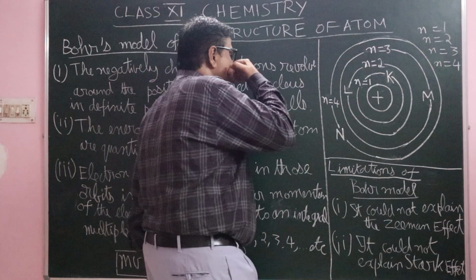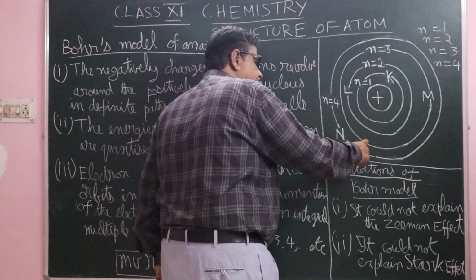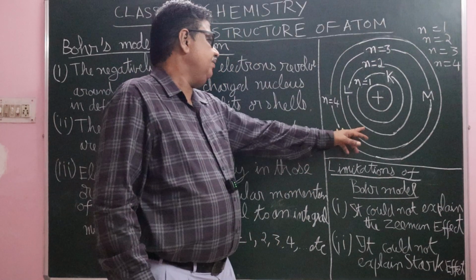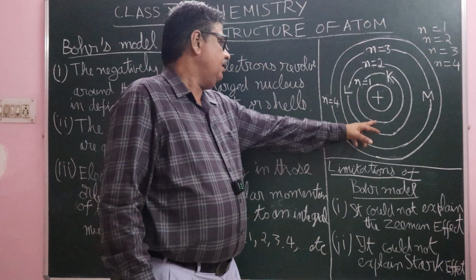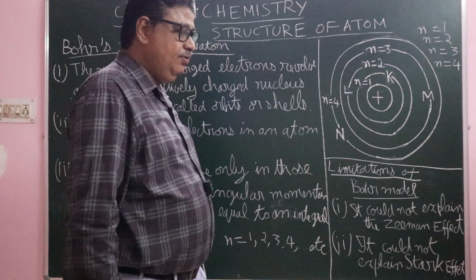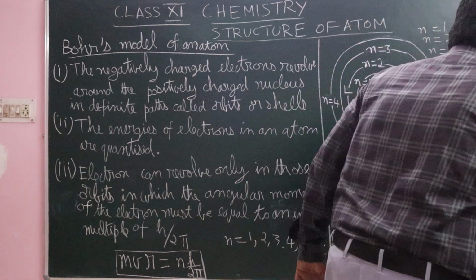Similarly, when the electron jumps from this shell to the next inner shell, it will emit radiation and lose its energy and occupy the next shell. So like that. Therefore, the difference in energy we can write like this.